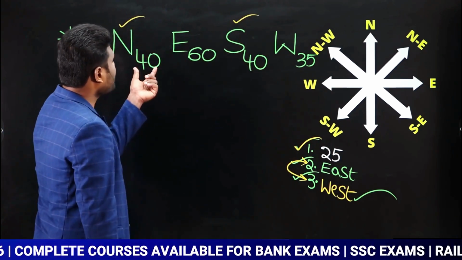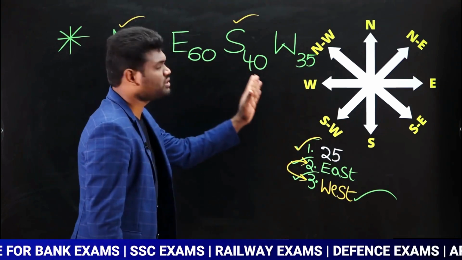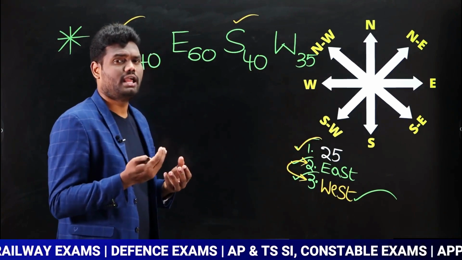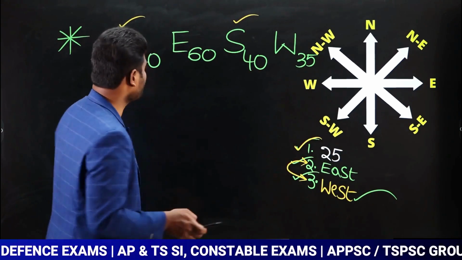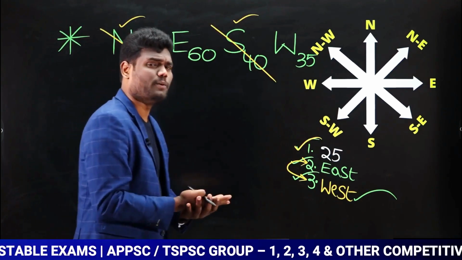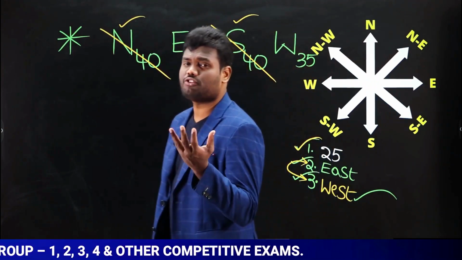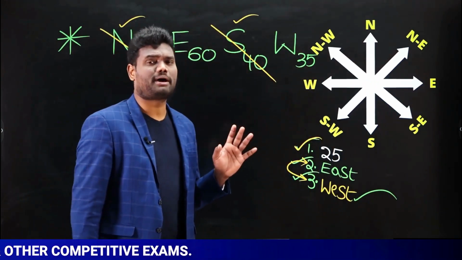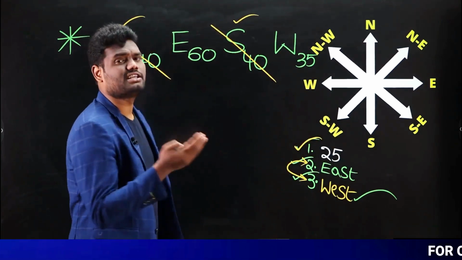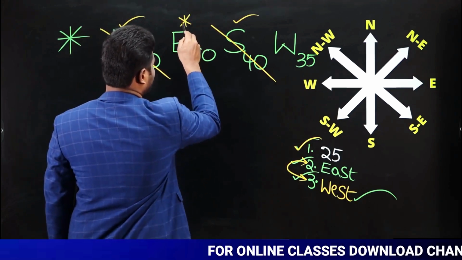Now north is 40, south is also 40. If you subtract this, 40 minus 40 is going to be 0. Yes or no? As this is 0, you can cancel both of them. Why? Because it is 0, you can neglect both of these. North is 40, south is also 40. 40 minus 40 is going to be 0, which means you can cancel both of them. Is that clear?